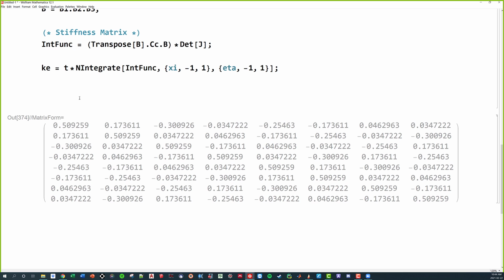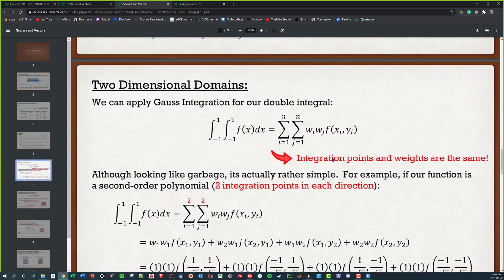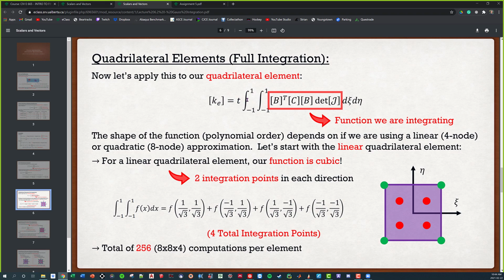Now we come down here and say, instead of finding it through that actual integration, in our second topic we said we can use Gaussian integration. So instead of taking the integral from -1 to 1 of everything in this integration function, we can simply evaluate this function at 4 different points and then add them together.